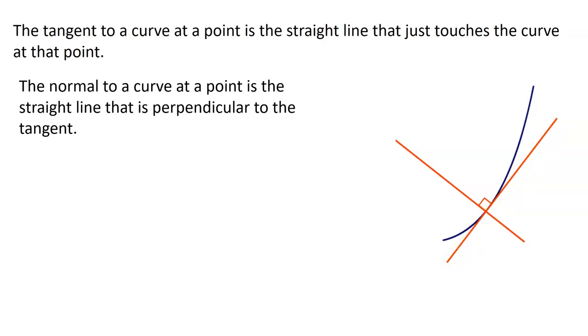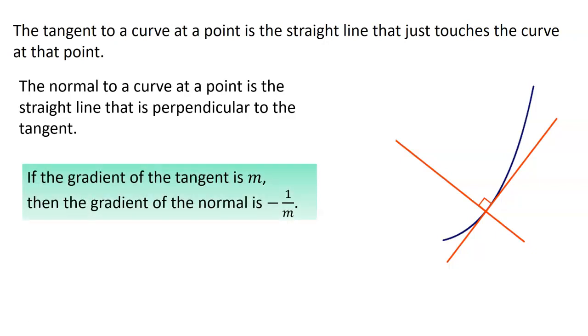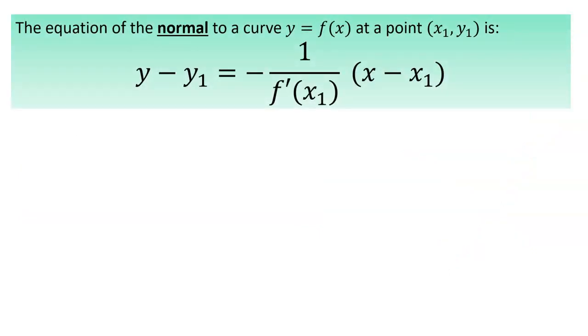There's a relationship between the gradient of the normal and the tangent because they are perpendicular. If the gradient of a tangent is m, then the gradient of the normal is negative 1 over m. Another way you might have heard of this is the product of the gradient of the tangent and the gradient of the normal is negative 1. What that means is that the equation of the normal to a curve at a point (x1, y1) is given by this formula, where this is just negative 1 over the gradient of the tangent.